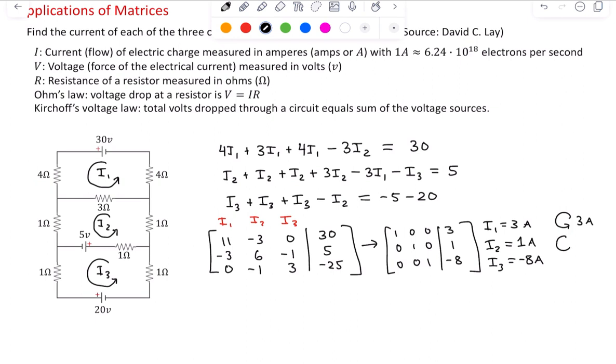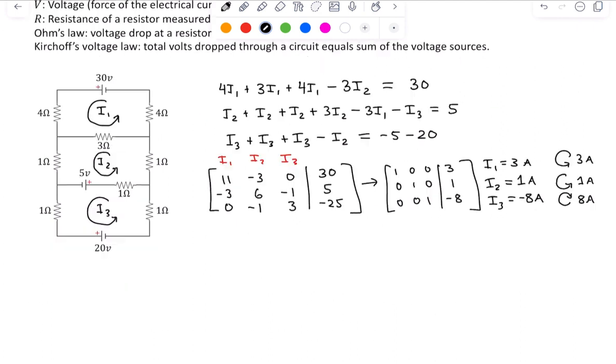Current 2 also goes counterclockwise, the flow rate of 1 amp, but current 3 is going to go clockwise at a flow of 8 amps. Okay, now let's just quickly examine what this would look like if I had assumed different directions at the start. Let's assume that I1 is going to be clockwise to begin. We'll leave I2 counterclockwise, but let's also change the direction of I3 to clockwise.